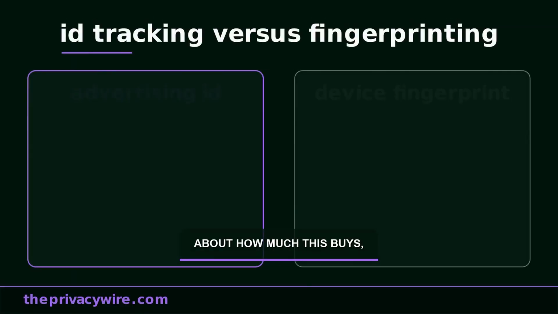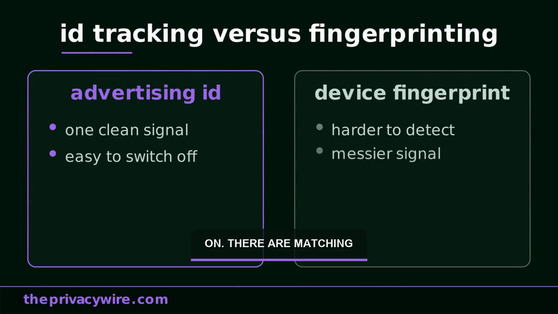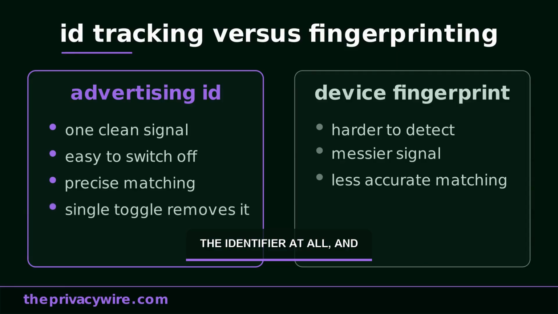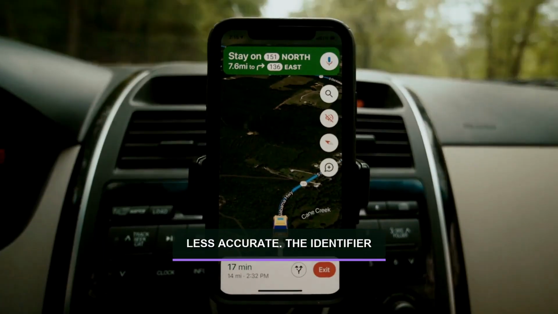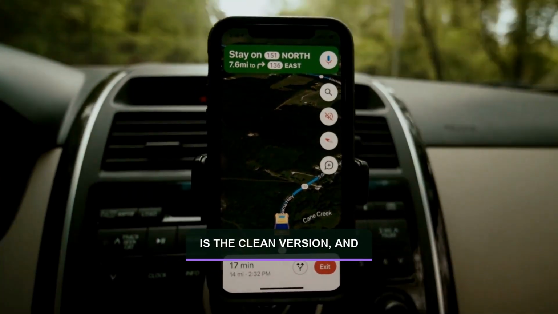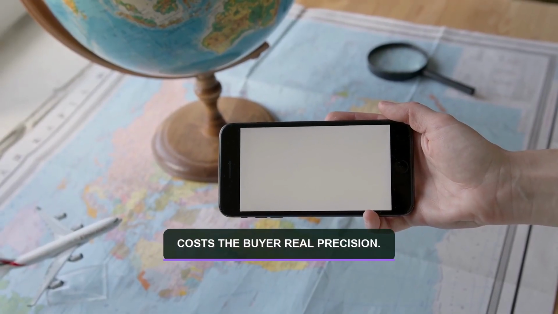I want to be honest about how much this buys, because the industry did move on. There are matching methods that do not need the identifier at all, and they are worse in the sense of harder to see and harder to refuse, but they are also messier and less accurate. The identifier is the clean version, and taking the clean version away costs a buyer real precision.